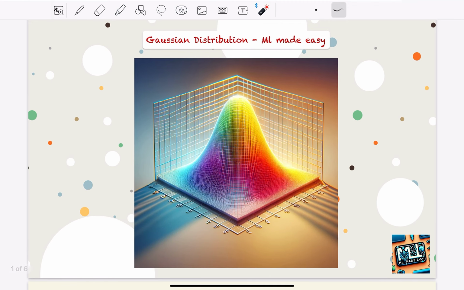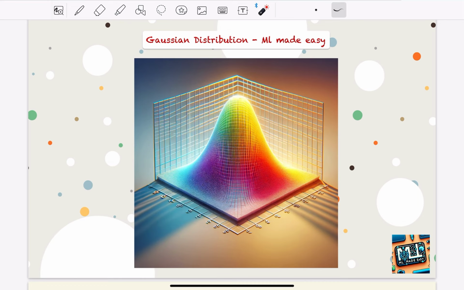Okay, so what is this Gaussian distribution? Whenever you come into this world of data science, whenever you talk about machine learning, you hear this term a lot. So here I am to explain to you in simple language what is Gaussian distribution or normal distribution.